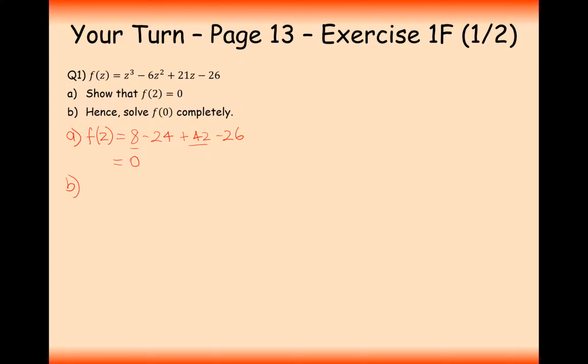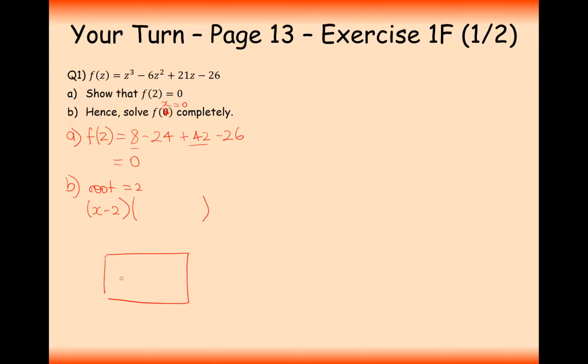Part B, hence solve f of x equals 0 completely. No, sorry, it's meant to be f of x equals 0. Well, we know that 2 is a solution, so we have one root, which is equal to 2. And if we know that 2 is a root, then we also know that x minus 2 is going to be a factor when we factorize it. Now what else is going to be a factor here?